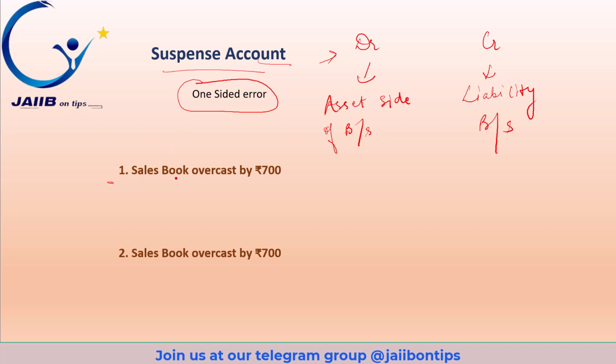The first one is sales book overcast by 700. Now we don't know what is the second account. Right? First we know that this is the sales account, but we don't know if it is done in the cash or credit. So whenever we don't know the second account, we will use the suspense account. Right? So here sales book is overcasted by rupees 700. So here we will write sales account debit, because we have given 700 rupees more in sales account. So we will debit the sales account by 700 and credit this amount in suspense account.